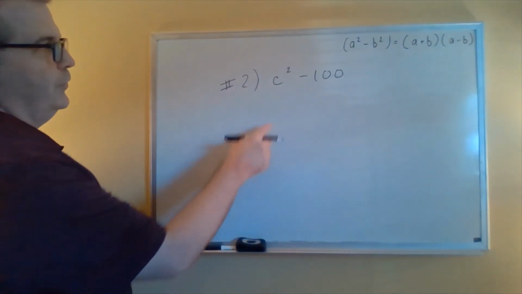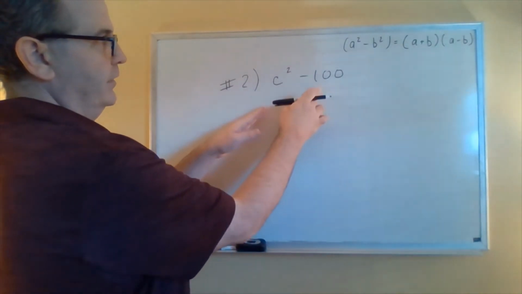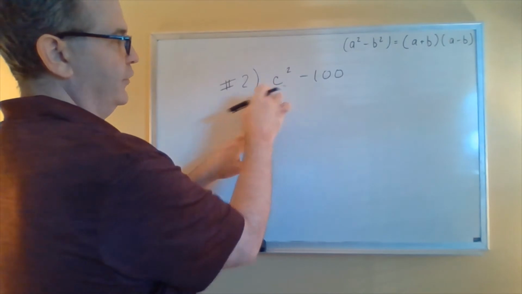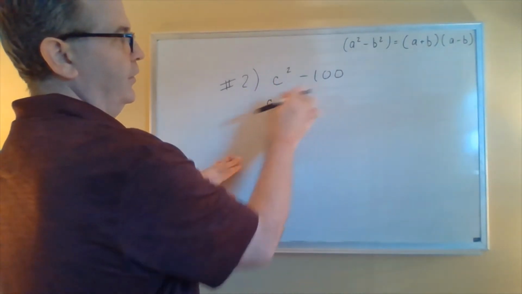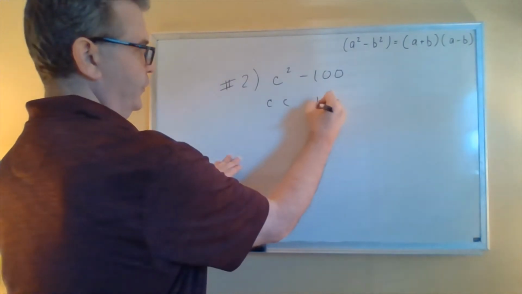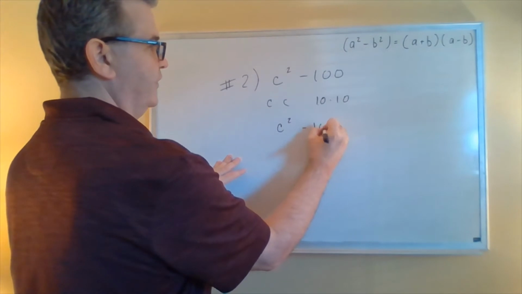Okay, so here's number 2, c squared minus 100. So we have to, again, look at each term here and see, do I have perfect squares? Do I have a perfect square in c squared? Sure. That's c times c. Do I have a perfect square in 100? I sure do. That's 10 times 10. So we can rewrite this as c squared minus 10 squared.